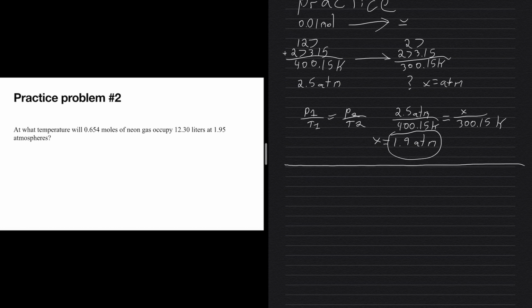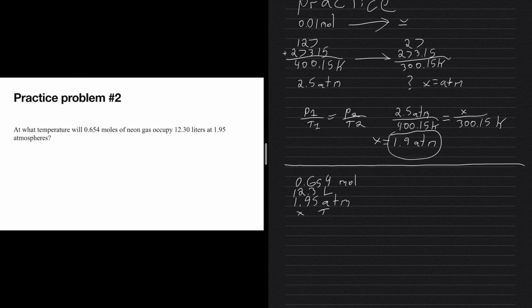Okay, so I give you a little bit of time to think. Pause the video if you need more time, but we are now going to solve this. So again, I always like writing what I know. So I know there's 0.654 moles of this gas, of neon. I know there's 12.3 liters of neon, and I know it occupies 1.95 ATM. I also know I'm trying to find temperature, so I'm trying to find X here.